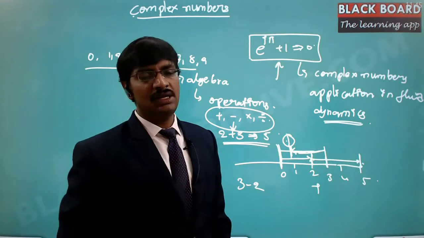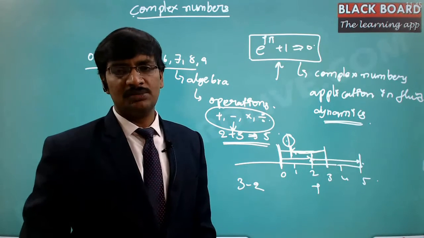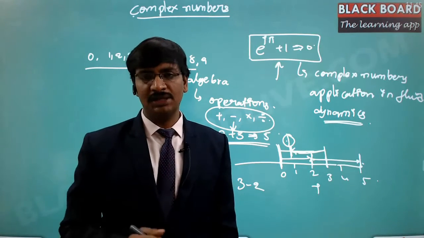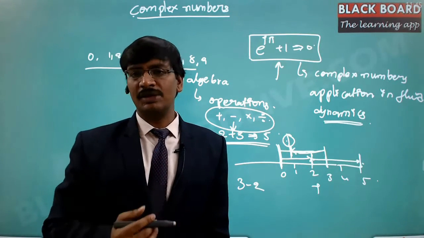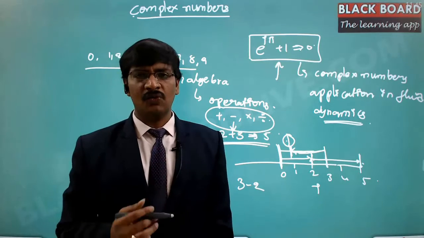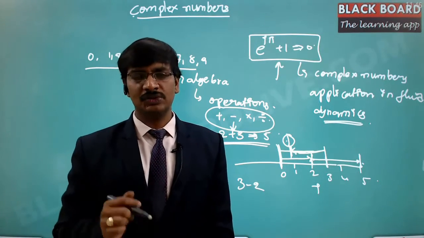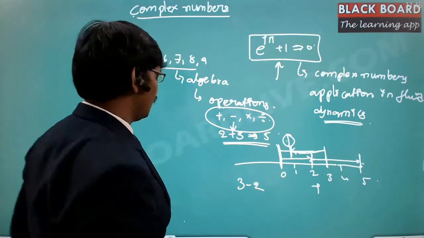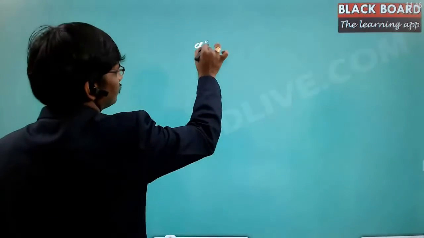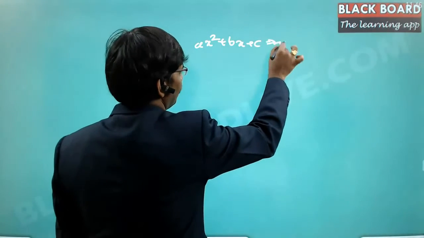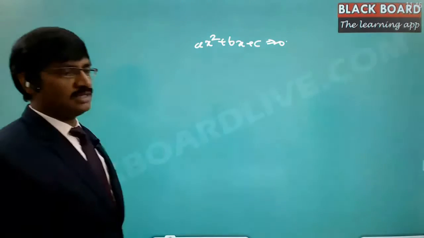While going to the complex number, first of all, you need to understand the context of the complex numbers, meaning where exactly these complex numbers come into the picture, and why we put the word complex in that number. Suppose you take a simple quadratic equation, let us take ax square plus bx plus c equal to 0.